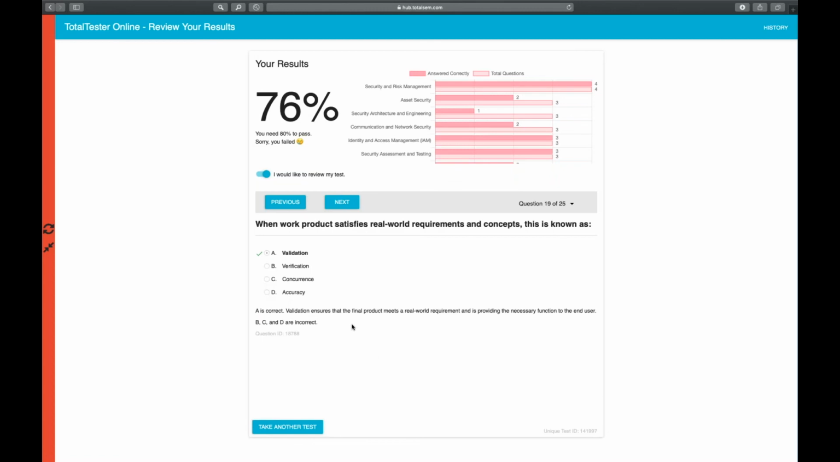Validation ensures that the final product meets a real-world requirement and is providing the necessary function to the end user. I wish they would have told us what verification is in their opinion. But yeah, we could take that as homework. Look up the difference between validation and verification.